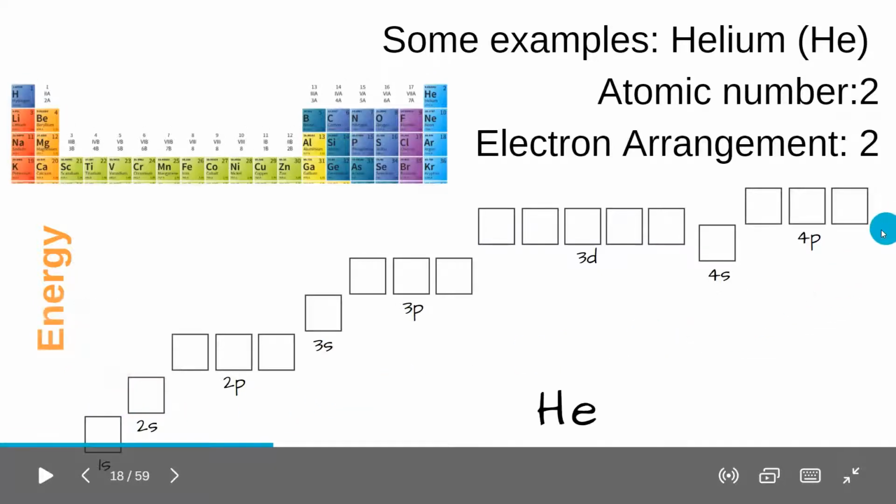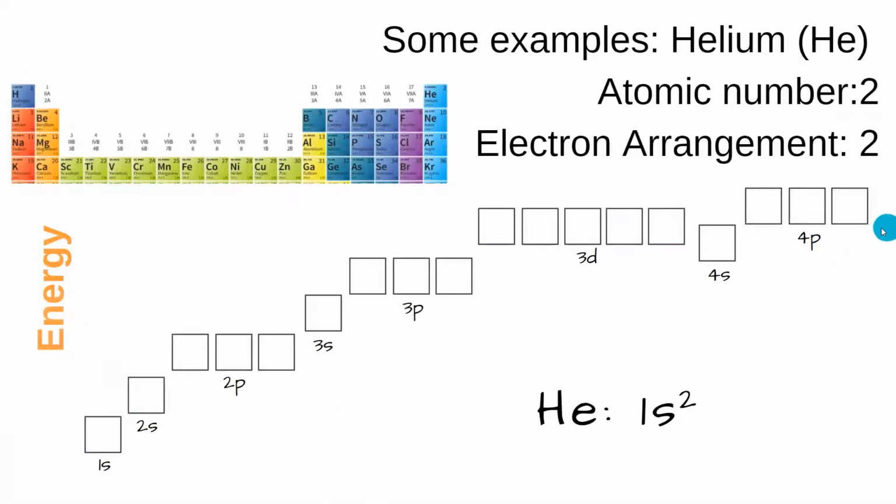So for helium, we have 1s2 as the electron arrangement. The 1 shows that the electrons are in the first shell of the s orbital, holding 2 electrons in total, written as 1s2. And the 2 is written at the top in smaller letters.